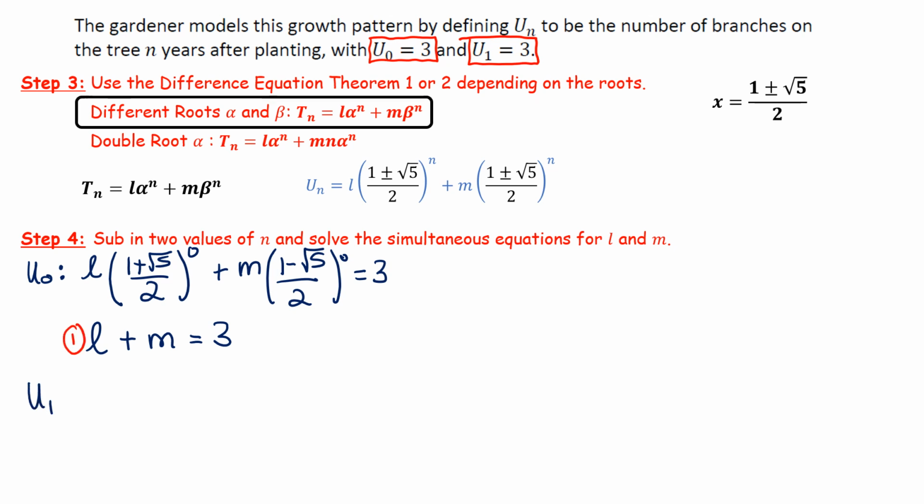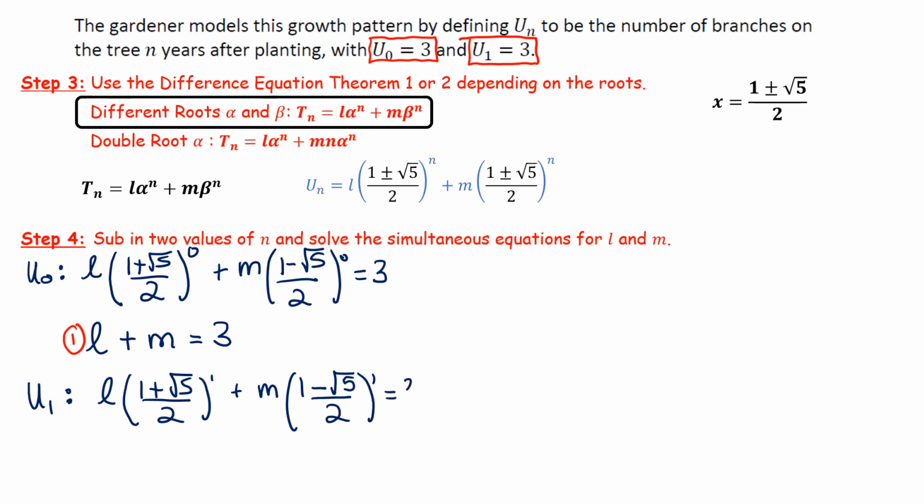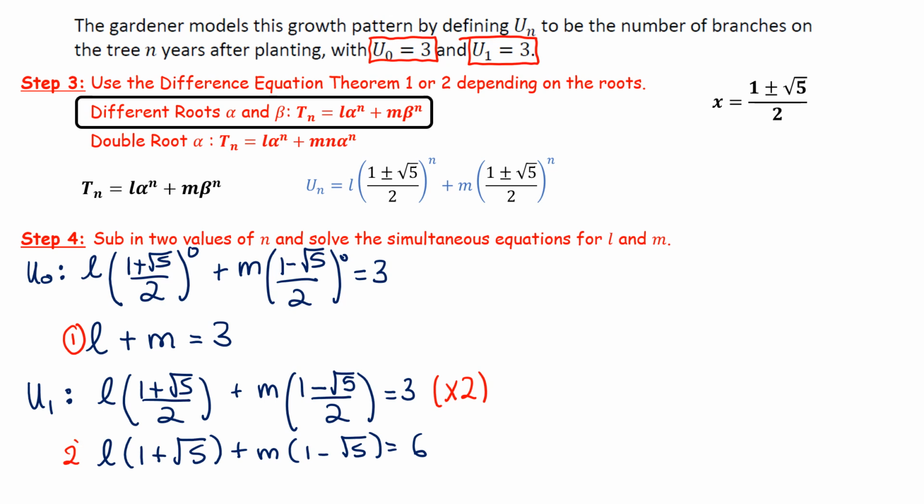Now, let's do the same for U1. So that's L(1 plus root 5 over 2) to the power of 1 plus M(1 minus root 5 over 2) to the power of 1 equals 3. That power of 1 isn't doing anything. So first thing I'm going to do is multiply across by 2 to get rid of all those fractions. So that gives me L(1 plus root 5) plus M(1 minus root 5), and that equals 6, and that becomes equation 2.